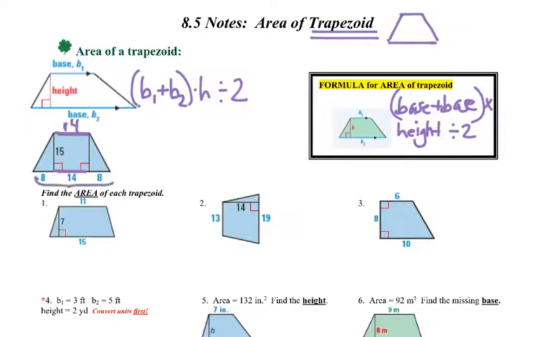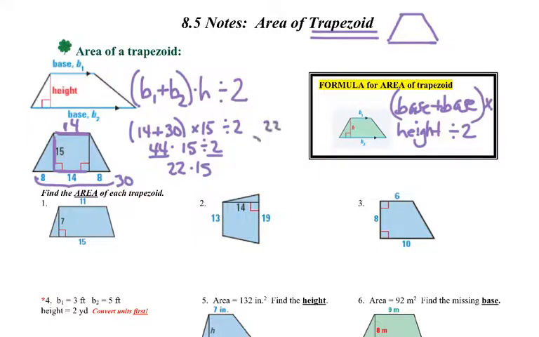One is 14, and the other one is 30, I think, so we're going to add it. So we would add up 14 plus 30 times the height, which is 15, and then divided by 2. Or 44 times 15 divided by 2. A calculator is the best, but if you don't have one, you could do 44 divided by 2 is 22. And 22 times 15 is what? I don't even know. 22 times 15. 330 it looks like. Yep, so it can be done, folks, without a calculator.